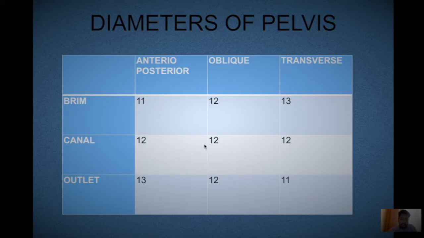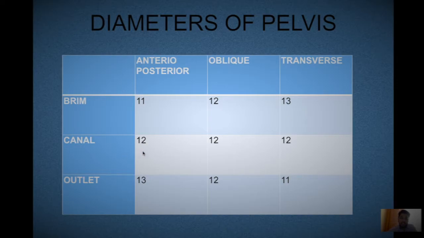11, 12, 13, 12, 12, 12, 11, 12, 13. So it can be remembered quite easily. So the brim has an anteroposterior diameter of 11 centimeters, an oblique diameter of 12 centimeters, and a transverse diameter of 13 centimeters.